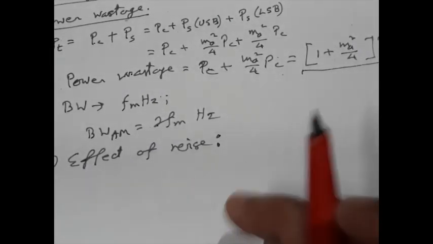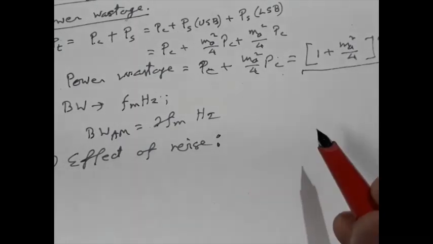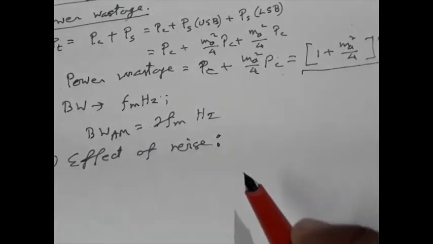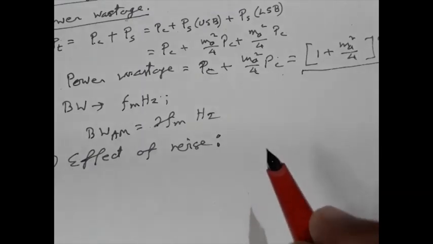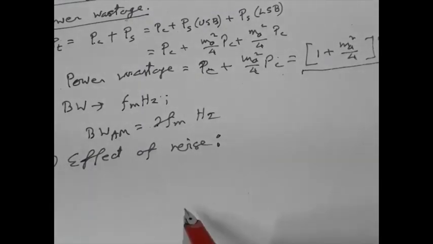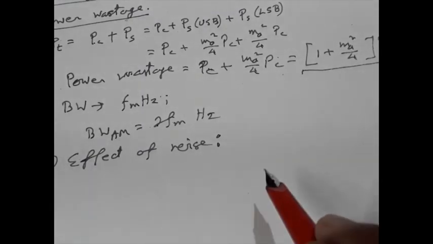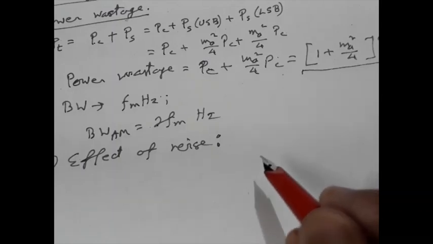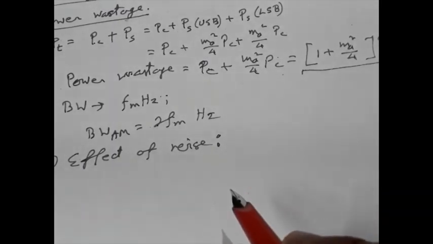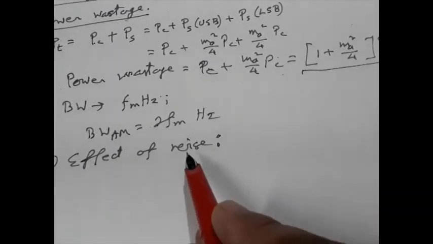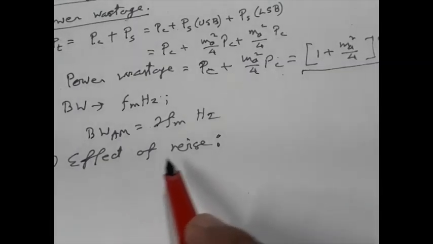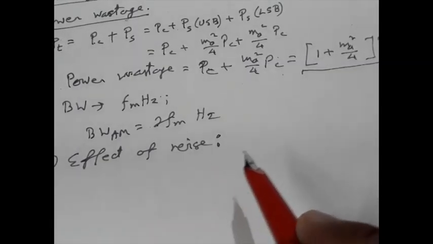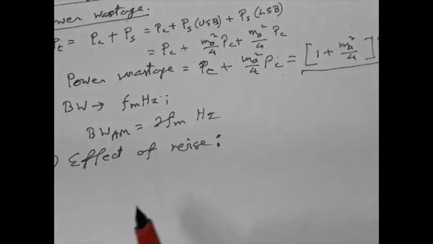For any system, generally noise is added to the signal. Now once the noise is added to the signal, it affects more on the amplitude. And amplitude modulation system relies on the amplitude of the signal. And since noise affects much on amplitude, this AM system becomes excessively susceptible to noise.